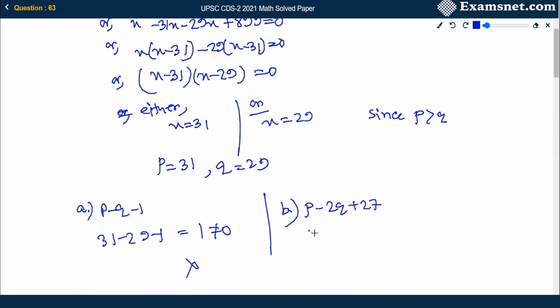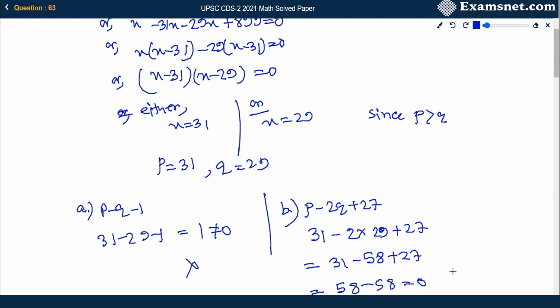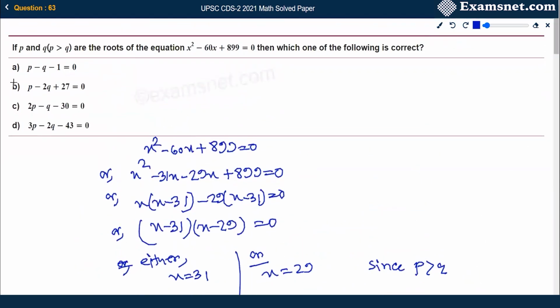So 31 minus 2 multiplied by 29 plus 27. So we will get 31 minus 58 plus 27. That means 58 minus 58, yes, equals 0. So here we can say the second statement is the correct one, option B here.